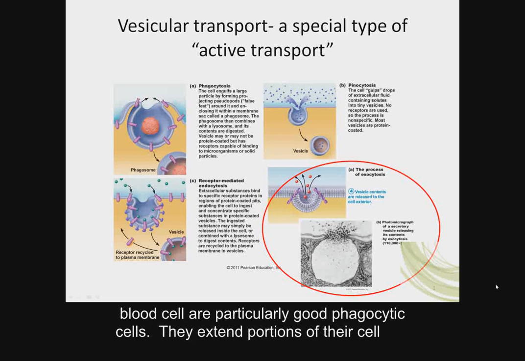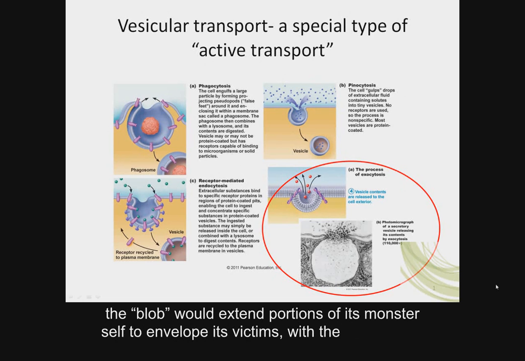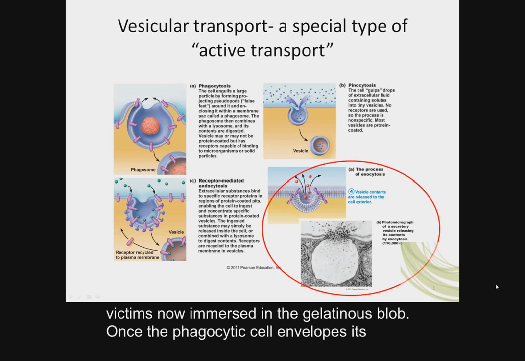Macrophages, a type of white blood cell, are particularly good phagocytic cells. They extend portions of their cell membrane called pseudopods to surround objects in the extracellular fluid, much like the blob would extend portions of its monster self to envelop its victims, with the victims now immersed in the gelatinous blob.